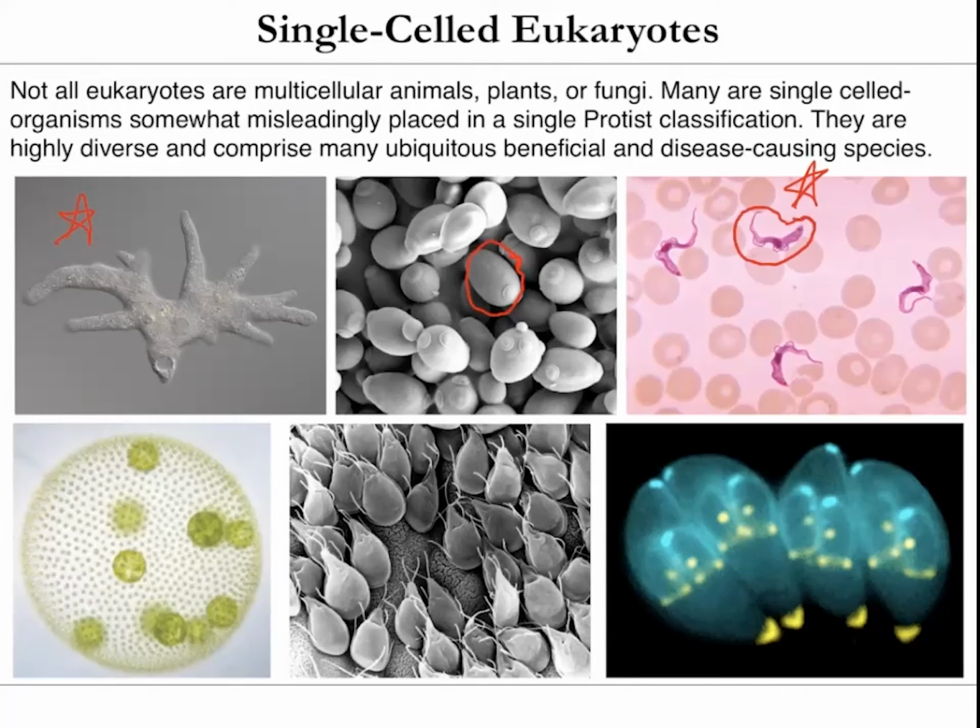But this is a single-cell eukaryotic parasite. There are several single-celled eukaryotic parasites that can cause disease, including malaria. But this is one of them that can cause African sleeping sickness or Chagas disease. There's also single-celled eukaryotes that perform photosynthesis. So algae are single-celled eukaryotes, like this Volvox algae right here.